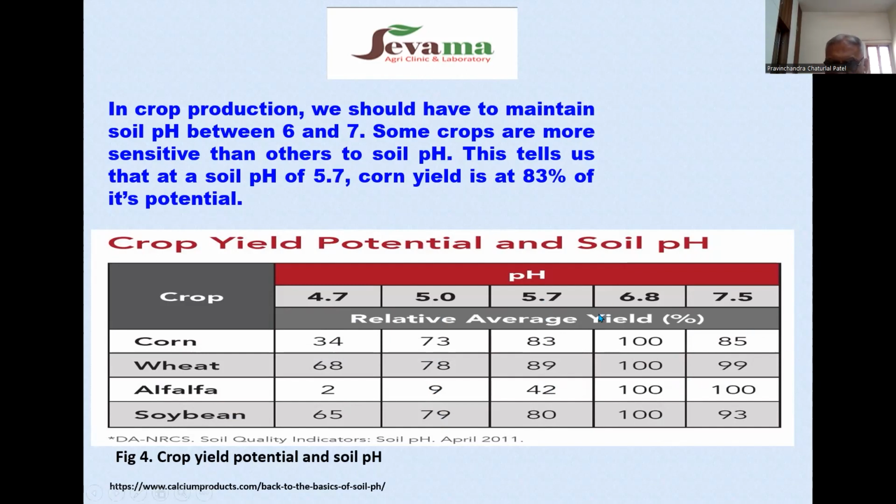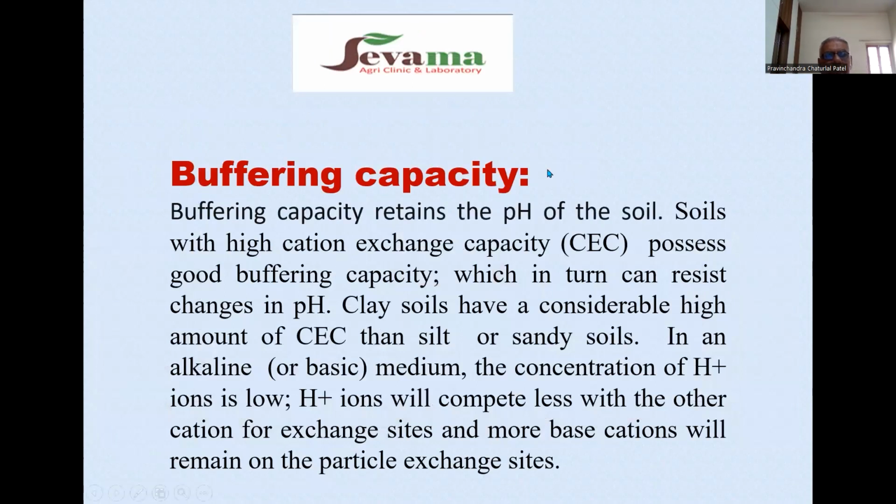So we have to maintain a neutral soil pH for higher crop yield potential. Buffering capacity retains the pH of the soil, meaning it resists change in soil pH. Soil with high cation exchange capacity possesses good buffering capacity, like clay soil or black soil, which have a higher cation exchange capacity and in turn can resist change in pH.